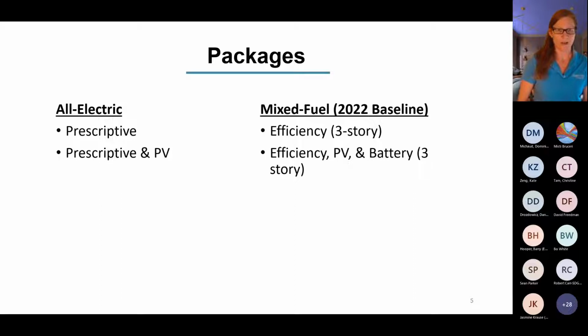So on the all-electric side, we have a prescriptive code minimum, and then layering on top of that additional PV beyond the minimum code requirements. And moving forward, we'll also be looking at an efficiency package for the all-electric. On mixed fuel, in most of the cases, this is really just gas for water heating is what we are talking about when we reference mixed fuel for this analysis. And we have an efficiency package and then a package that adds efficiency, PV beyond code minimum, and battery. And at this moment, we just have those for the 3-story, and we'll be working on those for the 5-story.